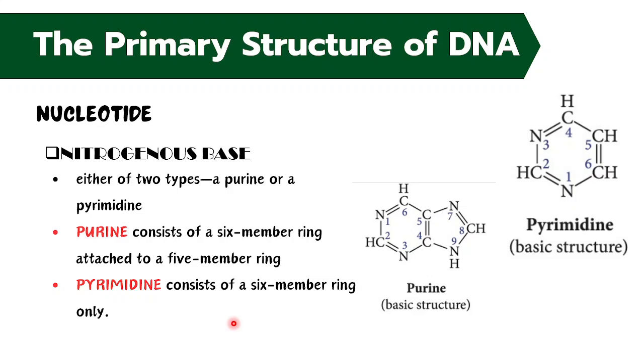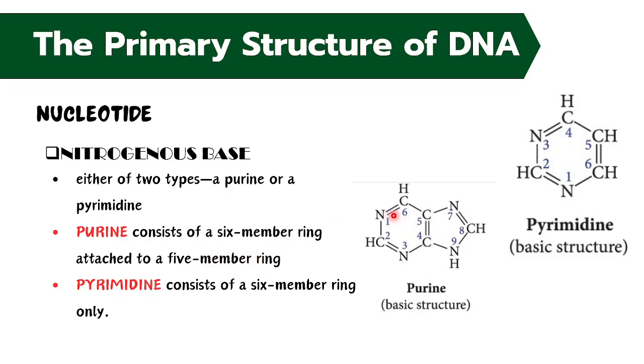Okay. Now, another major component of a nucleotide is the nitrogenous base. Nitrogenous bases are categorized as either purine or pyrimidine. Purine has a double ring. It consists of a 6-member ring attached to a 5-member ring. And for the pyrimidine, it consists only of a 6-member ring. So the purine has a 6-member ring attached to a 5-member ring.